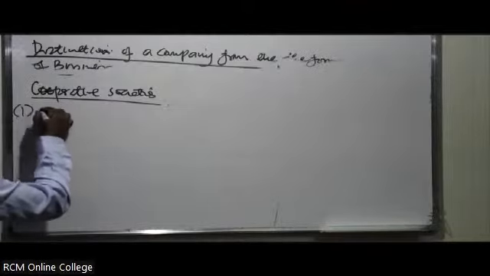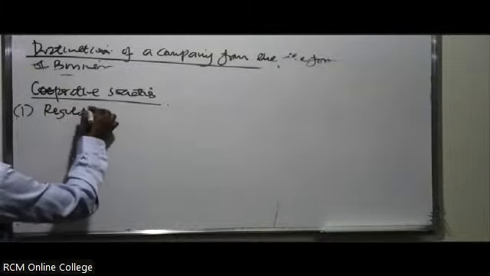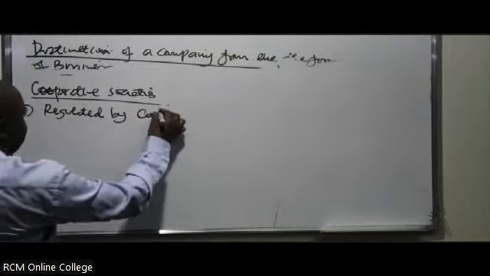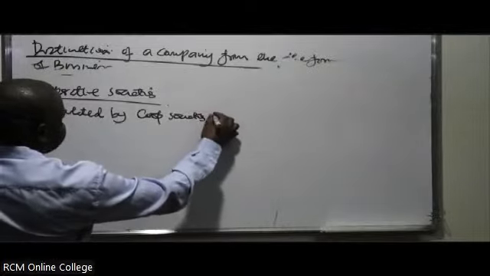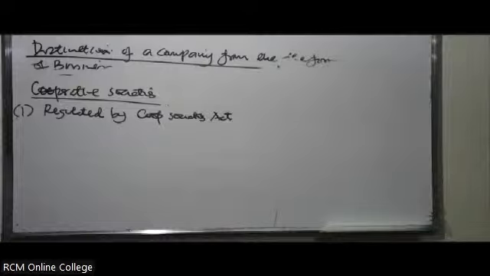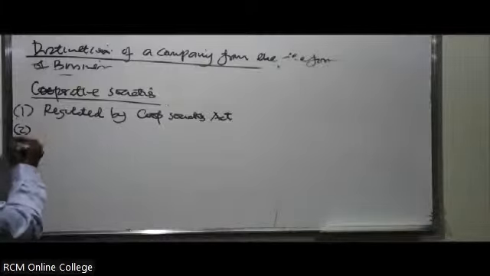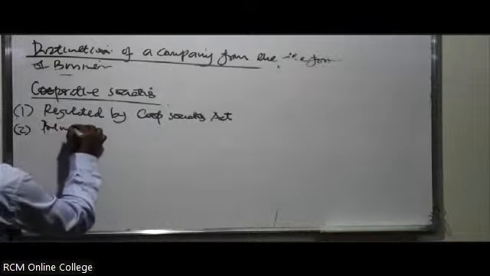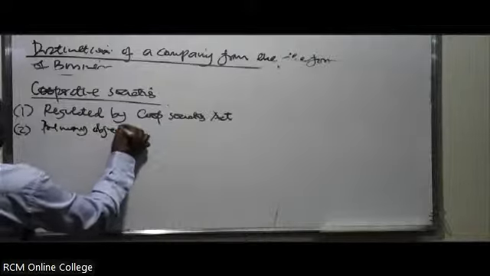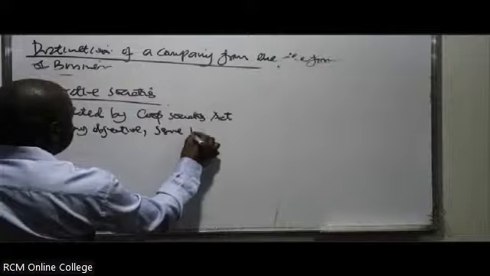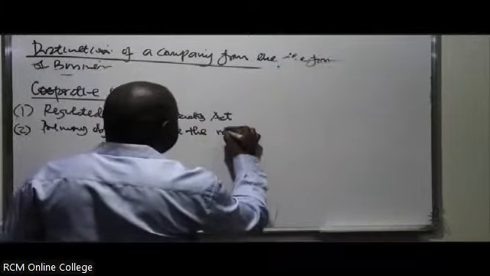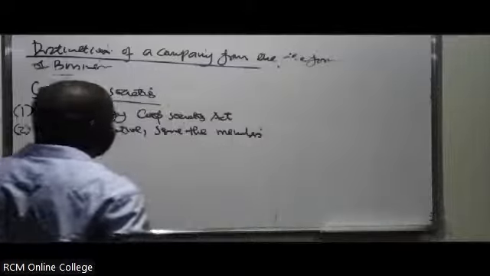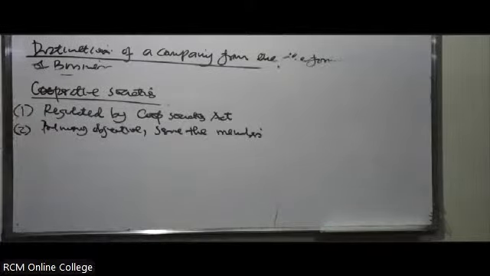Number one, regulated by the Cooperative Societies Act. Number two, when you talk about cooperative societies, let me just list the features, then I'll explain to you. With cooperative societies, the primary objective is to serve the members.